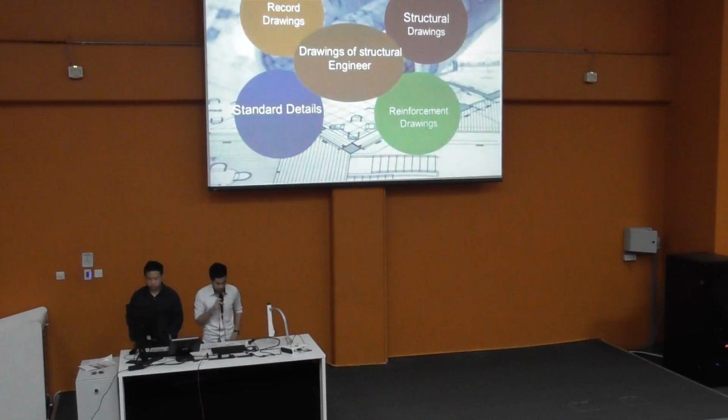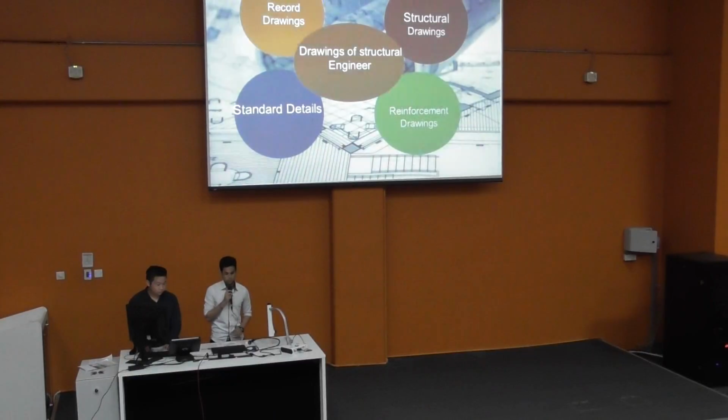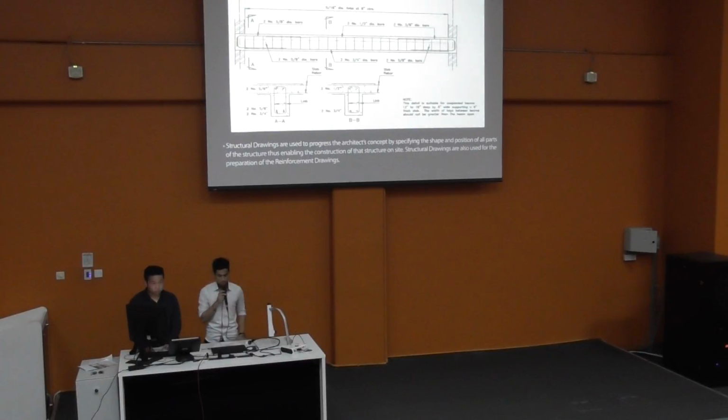Good afternoon, everyone. I'm going to talk about four types of drawing that are involved in structural engineering. We branch out into four: structural drawing, reinforcement, standard details, and record drawing. First is structural drawings, which are used to progress the architect's concept by specifying the shapes and position of all parts of the structure. It is used as setting out dimensions for the concrete structure on site. It is also used to identify the location of holes, chases, pockets, and fixing other items affecting the concrete timber.